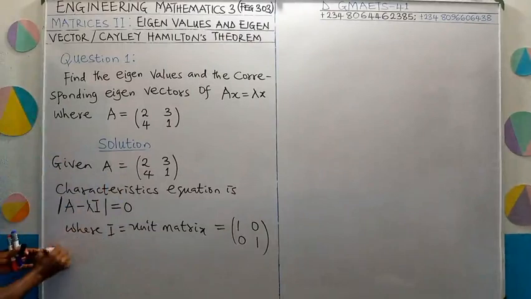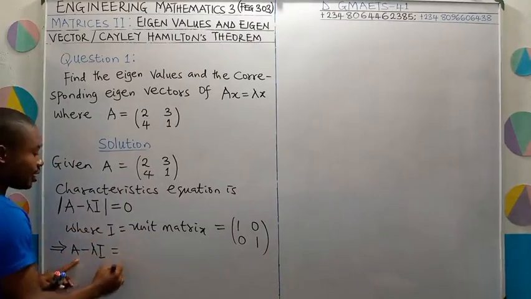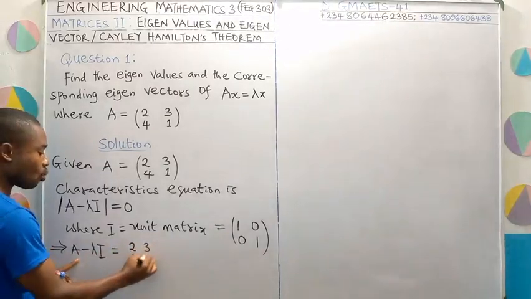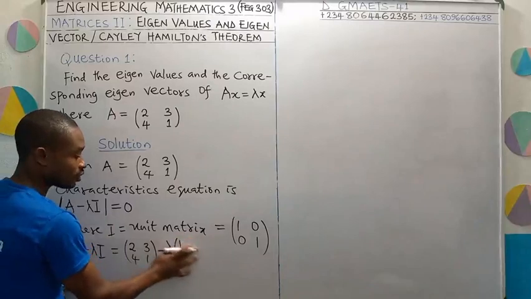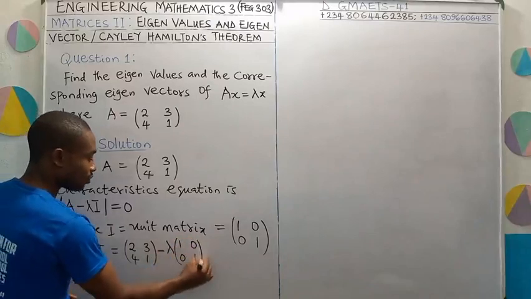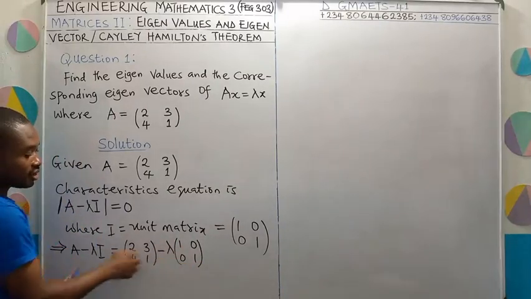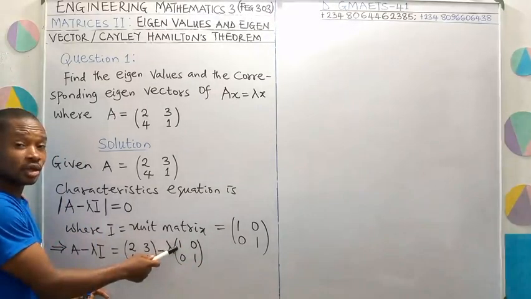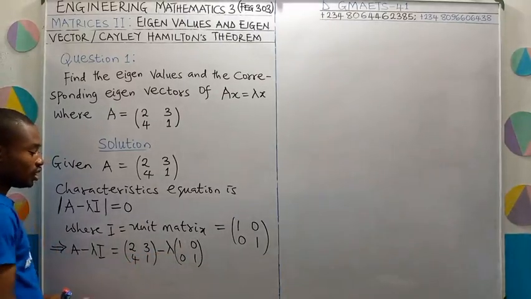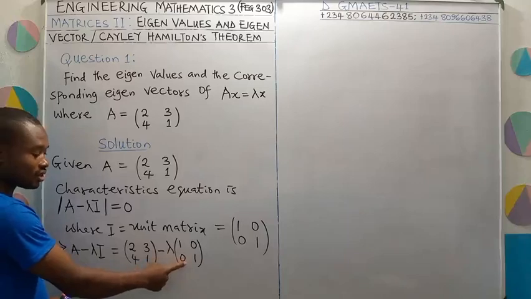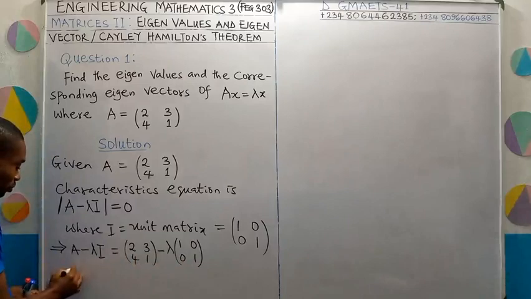So substituting it into this A minus lambda I, we shall obtain our A as 2, 3, 4, 1, minus lambda times 1, 0, and then 0, 1. Good. This term you are seeing here is the same as lambda times 1, which will give you lambda, and then lambda times 0, which will give you 0. Then lambda times 0 here, 0, and lambda times 1, which will give you lambda. Let me write it out.